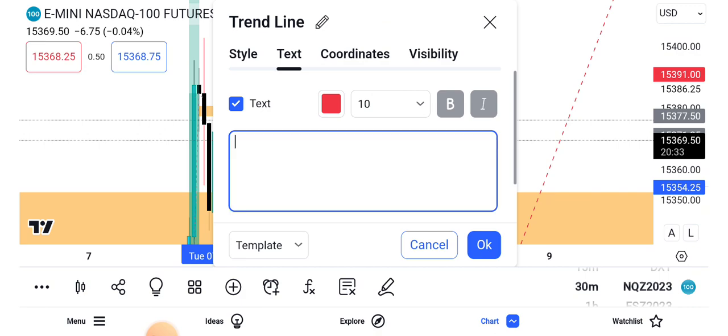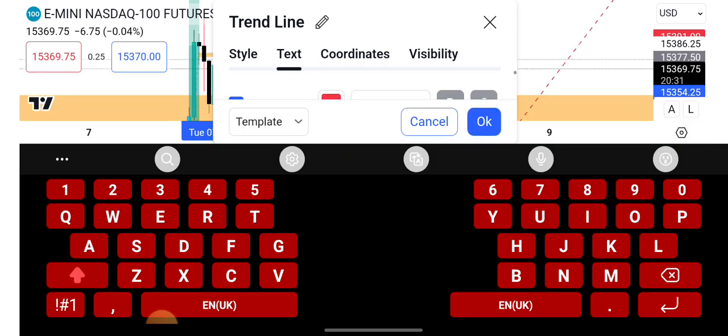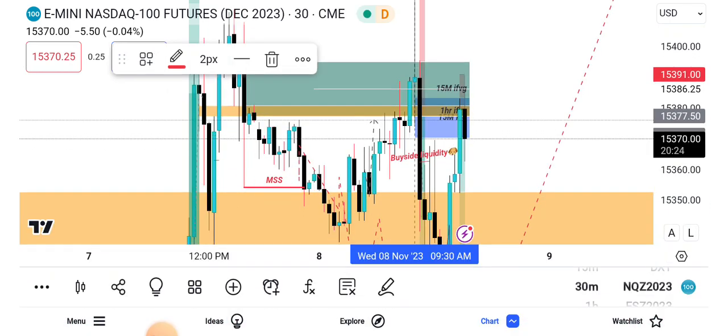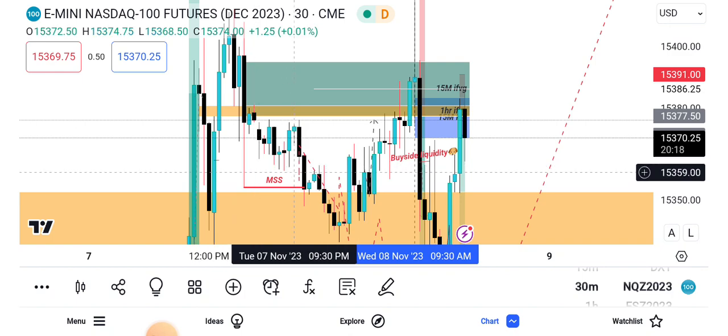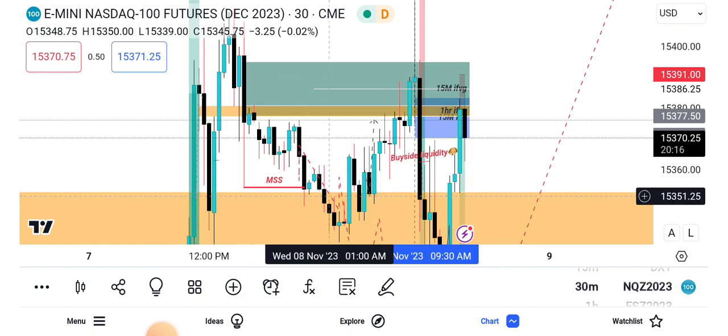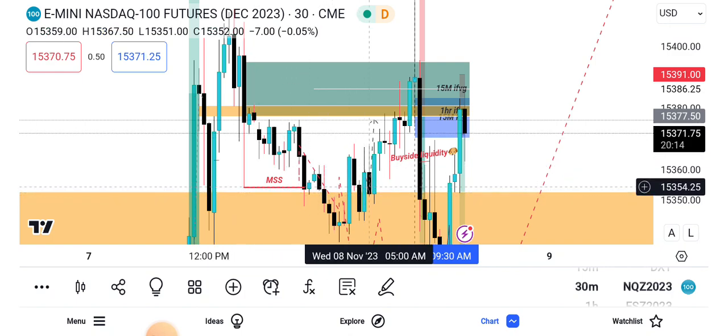This is my market structure shift. Yeah, that's my market structure shift. You can see this candle closed below, but if you weren't sure, this candle had also closed below. Since we are not in our trading hours, well and good.